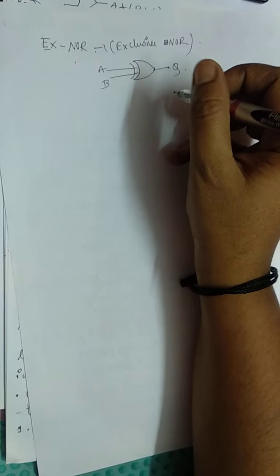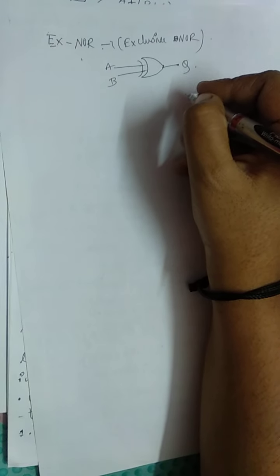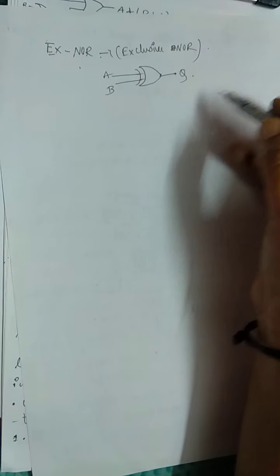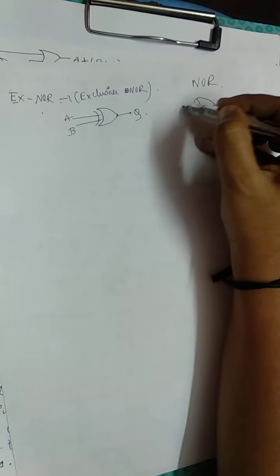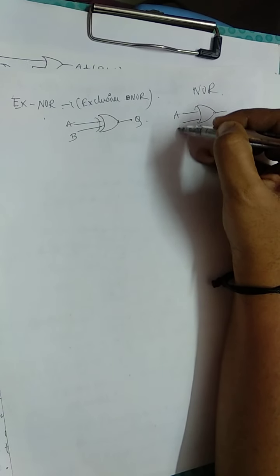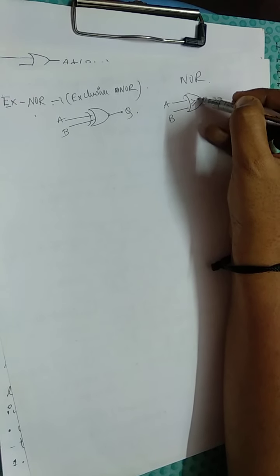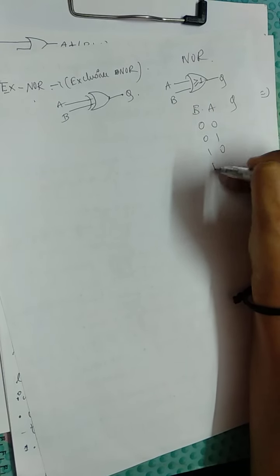But before this XNOR gate, we will study the NOR gate. The symbol that represents the NOR gate is the same as XOR, with inputs A comma B, and it is greater than or equal to 1. We'll see the truth table for the NOR gate, with inputs B and A, applying the same inputs 0 and 1.